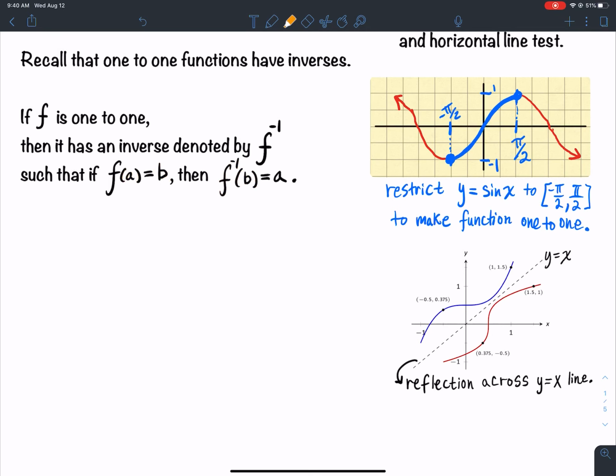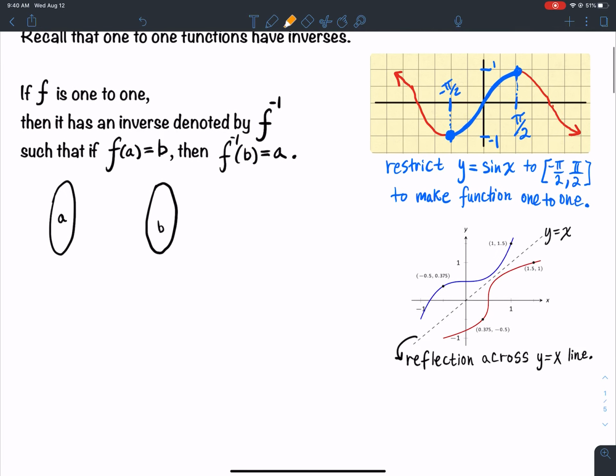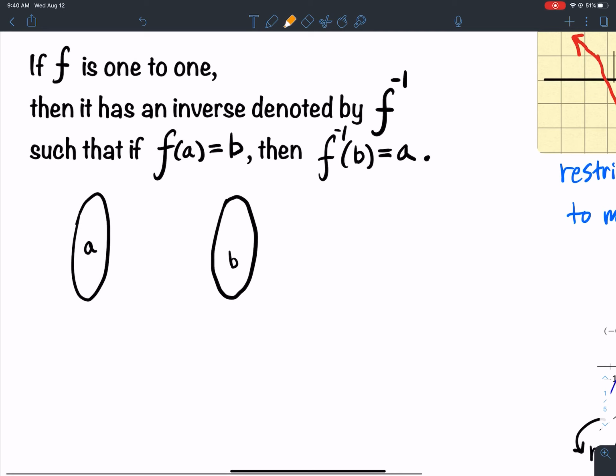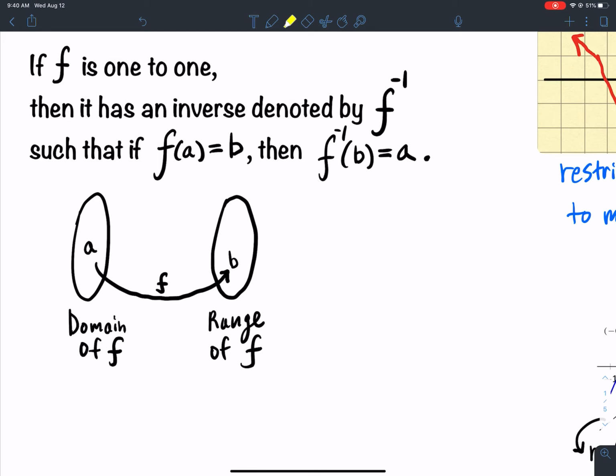So let's show this in a mapping. How does this work in a mapping? Say I have some set A and I have some set B. What f does is it takes the elements that are in A and maps them over to B. So f is a function that takes A and puts it into B. The domain of f is A, and the range of f is your B over here.